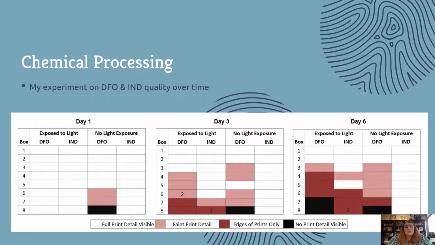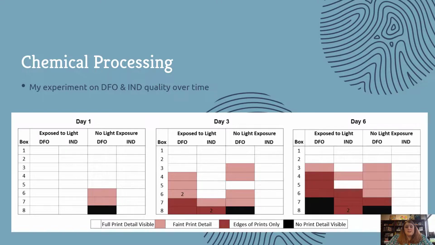Chemically processed fingerprints should be stored in a dark environment so as to protect the print from deterioration. To test how the storage environment affected the print quality, I stored 1 set of papers on a shelf that was exposed to sunlight and 1 set of papers in an unlit cabinet. I then photographed the print detail on each paper over the next 6 days to record the print deterioration process.